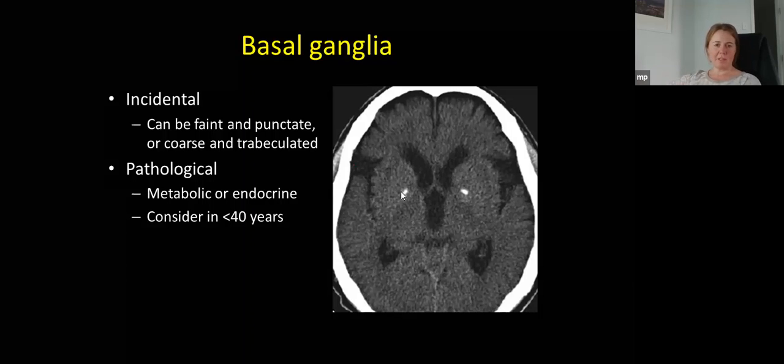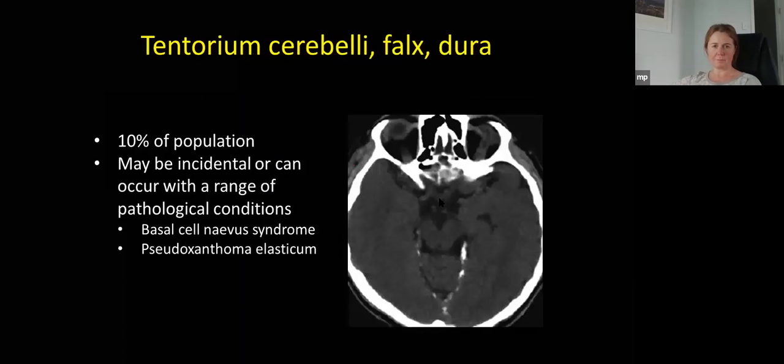And it can be a little bit varied. So here it's actually quite well defined. It can be a little bit less prominent than this. It can be a little bit more faint than this and a little bit less symmetric. You would consider it pathological in young patients, and if it's a bit more extensive than this, and there are a whole number of endocrine and metabolic disorders that can cause it.